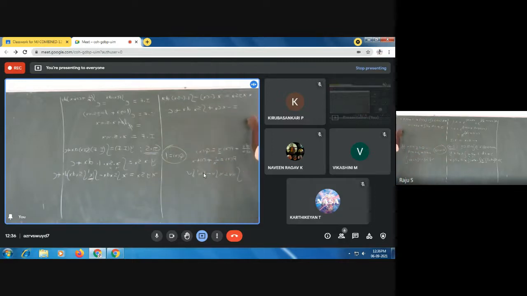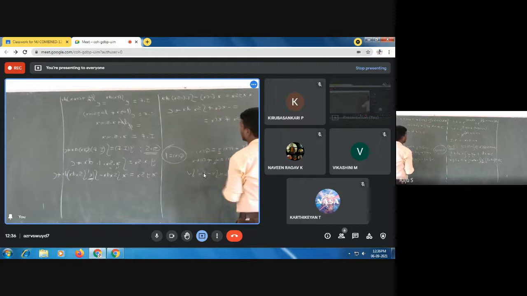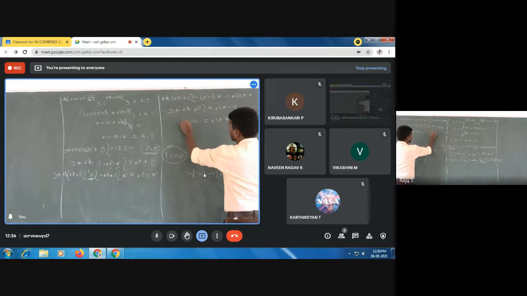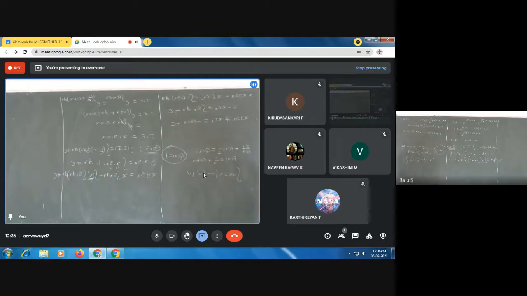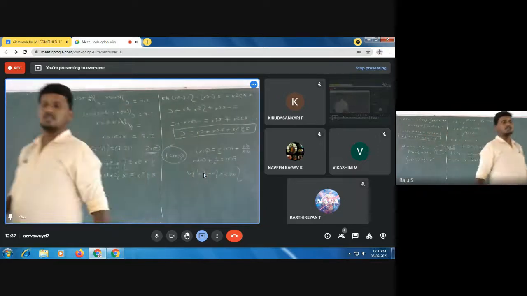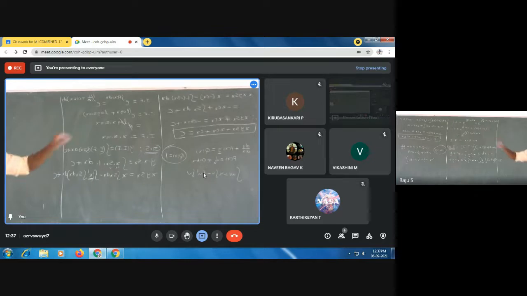Finally, the answer: the integral of x sin x is equal to this. Minus x cos x plus sin x plus c. What is the answer they have given? Where is the plus sign? For that, first change it to standard form, then use the integrating factor solution. That's it.